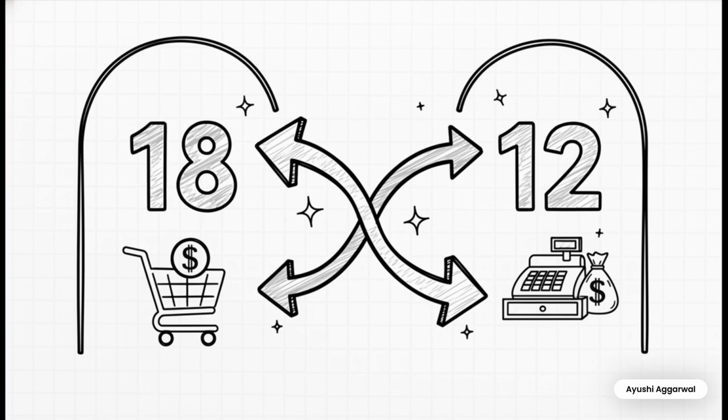So now the problem is simple. CP is 12 and SP is 18. We can clearly see SP is bigger, so it's a profit. How much? Well, SP minus CP is 18 minus 12, which is 6. Now we just find the profit percentage. Profit over CP times 100. So that's 6 divided by 12 times 100. 6 over 12 is just a half, and half of 100 is 50%. Easy, right? You have to make a note of this trick.